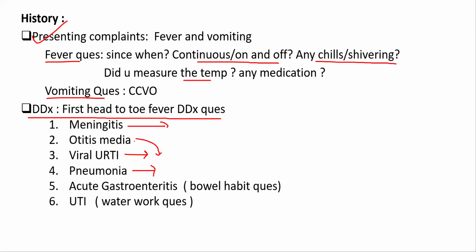Then we go to the abdomen. So in the abdomen, we have gastro and UTI. So ask about the gastro question, that means the bowel habit question, and then ask about the water work question. See that we are just flipping the questions, right? Normally we would ask GIT causes first and then non-GIT causes, but because this child has got fever, we started with the non-GIT causes and then we are going back to the GIT causes.